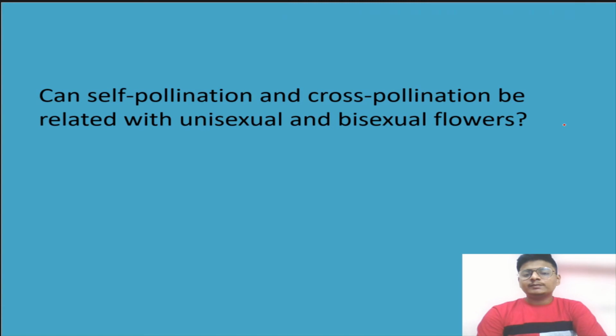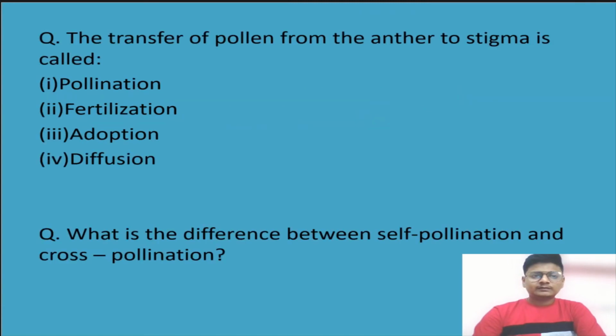Okay students, we will be moving further. The transfer of pollen from the anther to the stigma is called pollination. Okay students, this is called pollination. So what is the difference between self-pollination and cross-pollination? The difference is that in self-pollination the same flower is getting pollinated, and in cross-pollination two different flowers are involved.